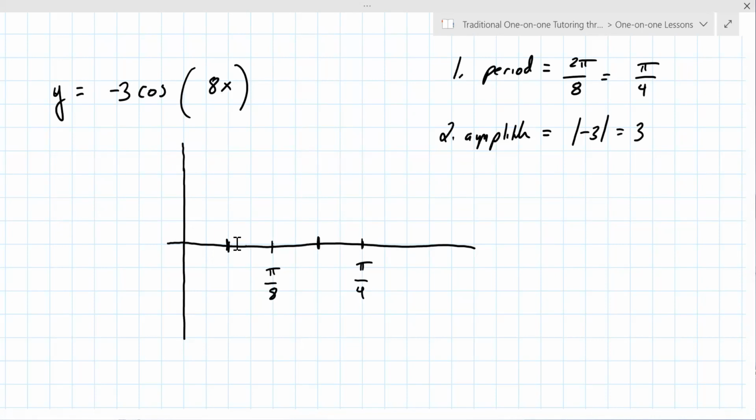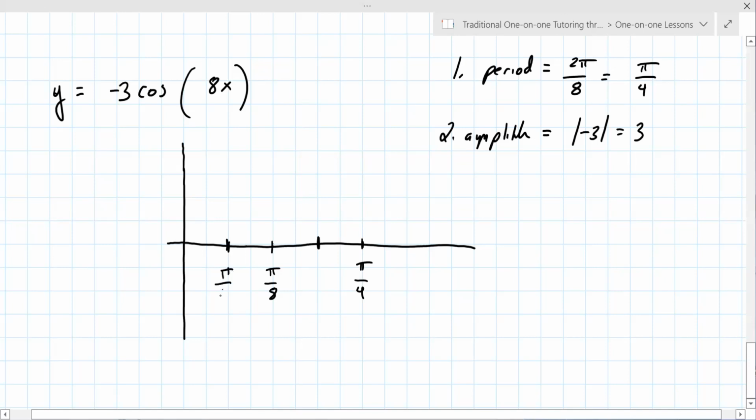So half of pi over 8 would be pi over 16. That's right. And then would that be pi over, wait. Sorry, how would I calculate that again?